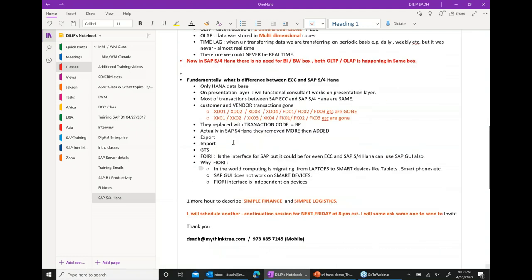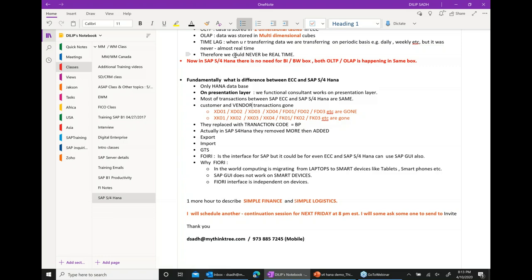So fundamentally, what is the difference between ECC and S/4HANA? That is one version, which is the architectural difference. Only one database it supports. And when we talk about the presentation layer, where the functional consultant works, a lot of your transaction codes, let me give you good news. The good news is that a lot of your transaction codes for sales order, purchase order, goods receipt, goods issue, journal entry, journal voucher, customer invoice, vendor invoice, all those financial, sales, purchasing, logistics transactions, most of those transactions are the same.